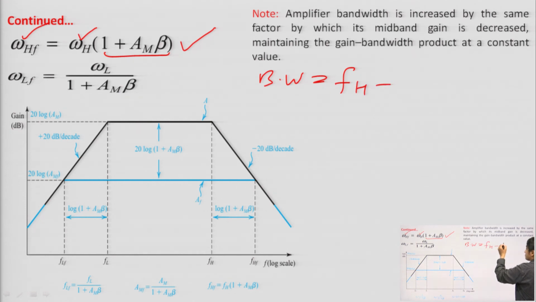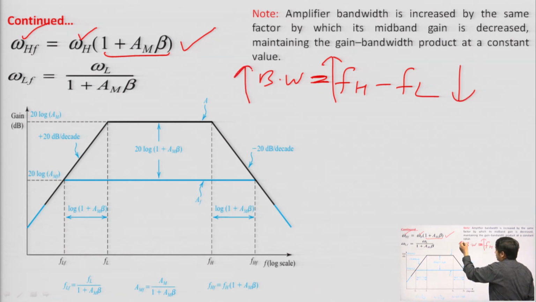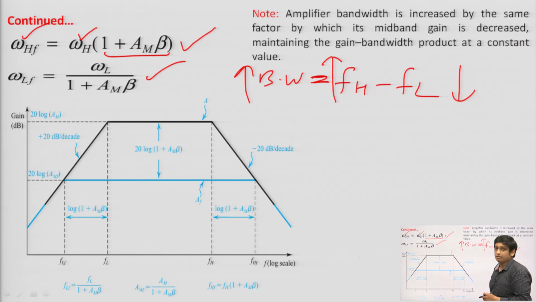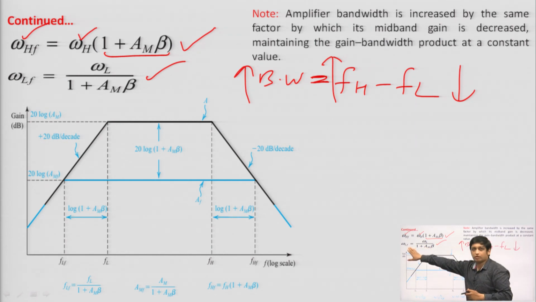It is FH minus FL. So, it is very clear that if we increase the value of FH and if we reduce the value of FL, then your bandwidth will increase. So, the negative feedback increases the value of FH and decreases the value of FL by the factor 1 plus A M beta. Similarly, you can calculate for the lower 3 dB frequency also, fine.